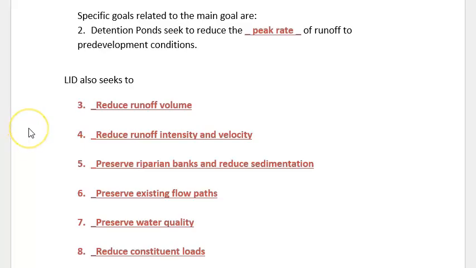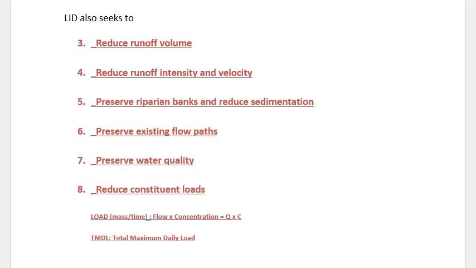So you want to reduce runoff intensity and velocity, preserve riparian banks, stream banks, reduce sedimentation, reduce erosion overall. Preserve existing flow paths. So again, you try to match the nature. Water kind of goes where it wants to go, and we want to let it go where it wants to go. Preserve water quality. So all that erosion and stuff that comes through degrades water quality. Reduce constituent loads. A load is a mass of something per time. Can be of sediment, can be of phosphorus, nitrogen. And so if you take the flow times the concentration, that's a mass per time of load. So we want to reduce those loads.